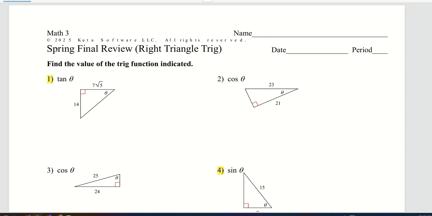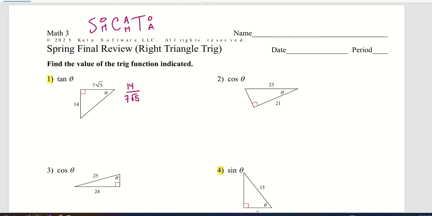All right, so for this first one, I don't need to know what theta is. I'm just doing tangent of theta. Since we're doing basic right triangle trig, up top I'm going to write SOHCAHTOA, which tells me my trig functions and the ratios. So tangent of theta gives me the opposite over adjacent. The opposite would be 14. The adjacent for this theta has 2, but this one's the hypotenuse, so it's going to be 7 root 5.